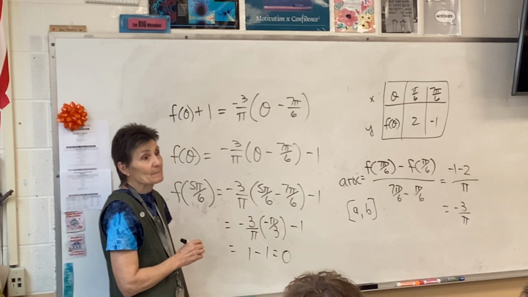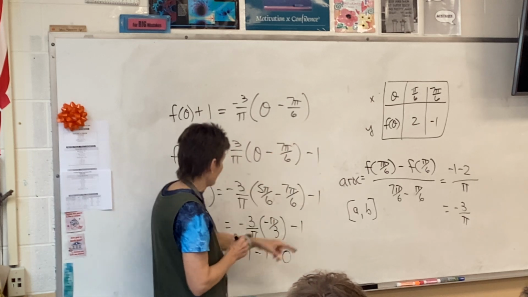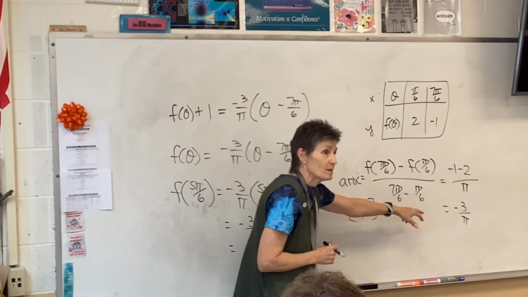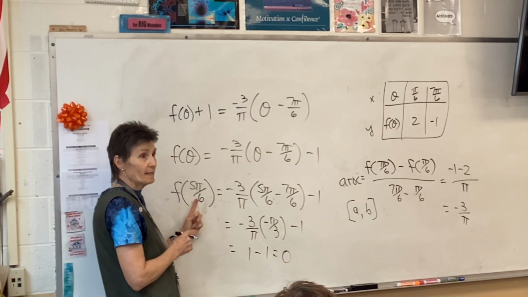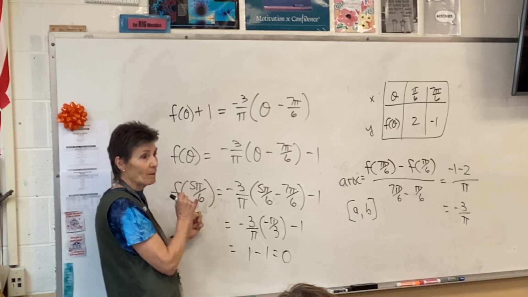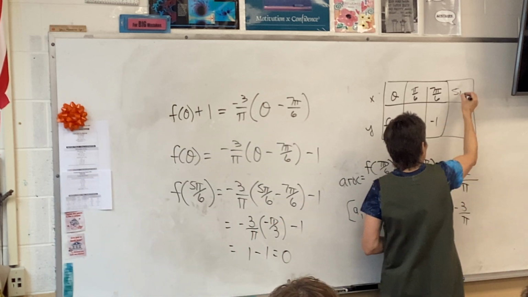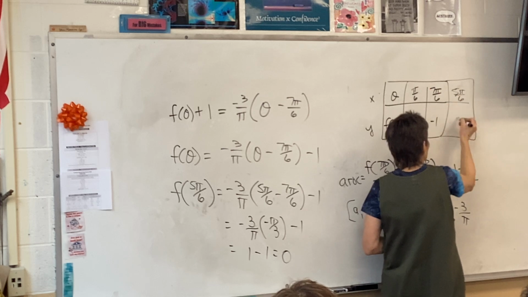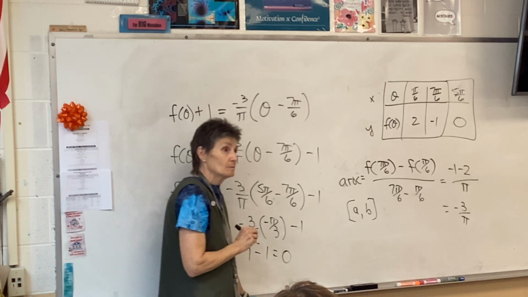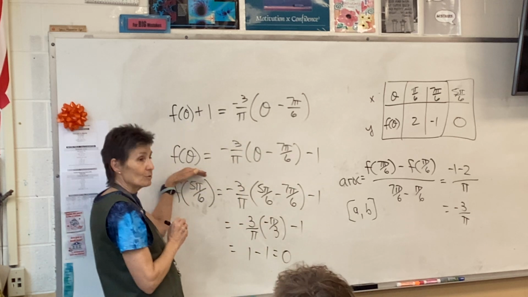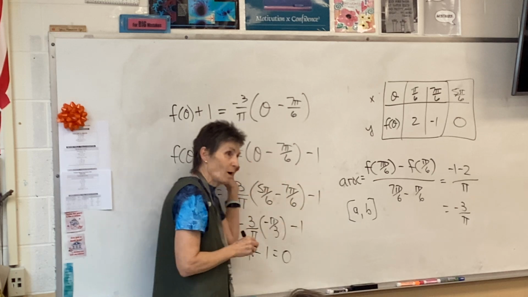So the average rate of change is 0? No, the average rate of change was whatever we got, negative 3 over pi. 0 is the y coordinate when you put in 5 pi over 6. So if you expanded your chart, if x or theta is 5 pi over 6, the y value is 0. This is a y value that you were finding. It's actually an R value, but let's say the y value.